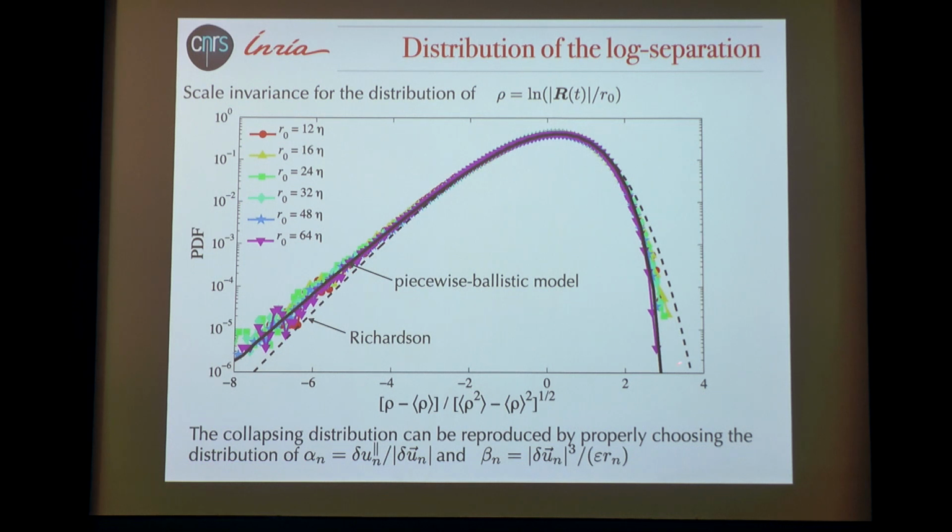The distribution coming from Richardson diffusion is the dashed line here, which is again a single curve in this rescaled variable, but now it's clearer that one observes deviations both at small and large separations. Finally, for given values of the parameters in our model, we are able to obtain something which well reproduces the master curve on which the actual data collapses, but we have no way to explain how to choose these parameters.